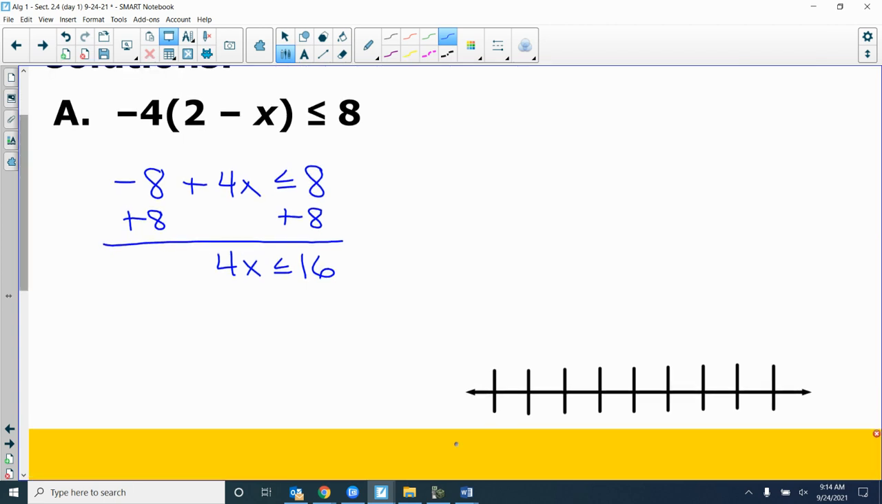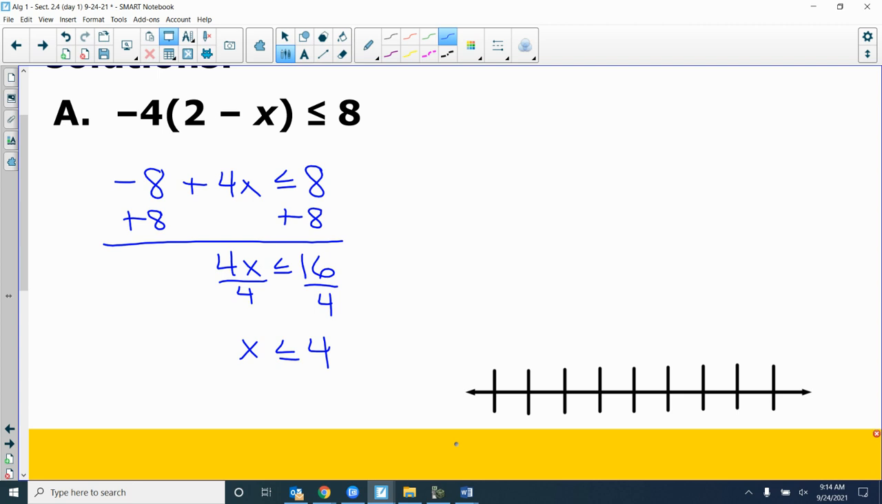Maya, what do I want to do now? Just keep the sign, right? Keep the sign, but do I have the x by itself? No, so divide by 4. Divide by 4, and since that's a positive 4, I don't do anything with the sign, and I get x is less than or equal to 4. All right, let's graph this one.